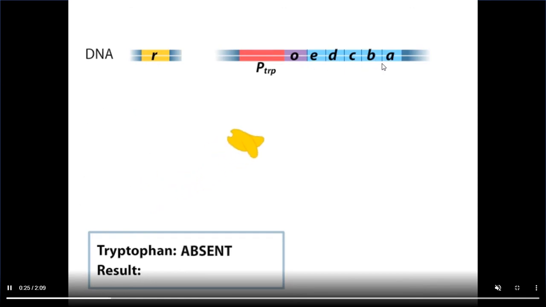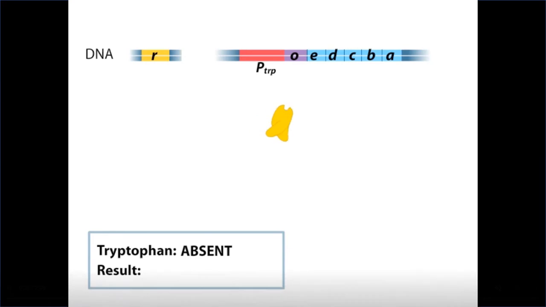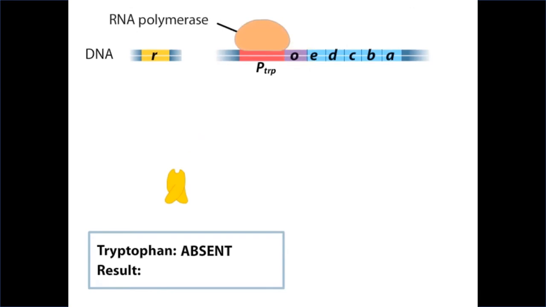tryptophan. Okay, and so with this trp operon, the repressor is produced in the inactive state. And so that repressor protein can't attach to the operator. So as a result, the RNA polymerase has the ability to just copy the gene.